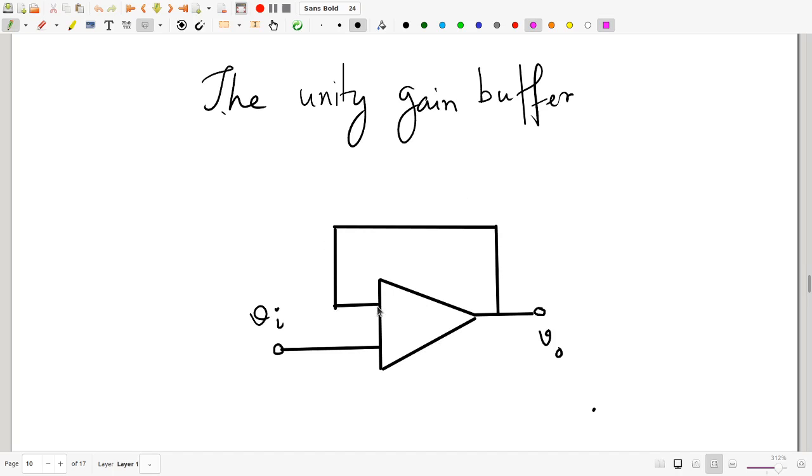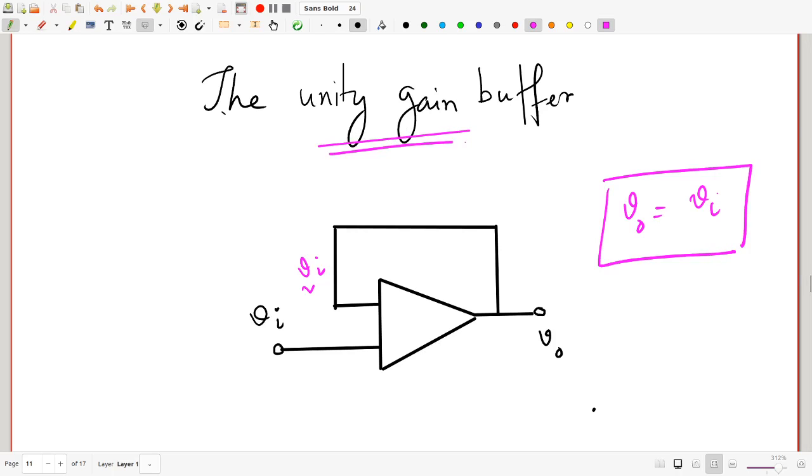You have provided negative feedback. The output is fed back to the input. So, assuming that the system will be in the linear region, you're going to get virtual ground. So, if you have Vi here, once again you see that the nomenclature virtual ground is not perfect. If you have Vi here, you have not 0 here, but almost Vi. But since this is connected to the output by a wire, the output VO will be equal to Vi. That is where the name unity gain comes from.